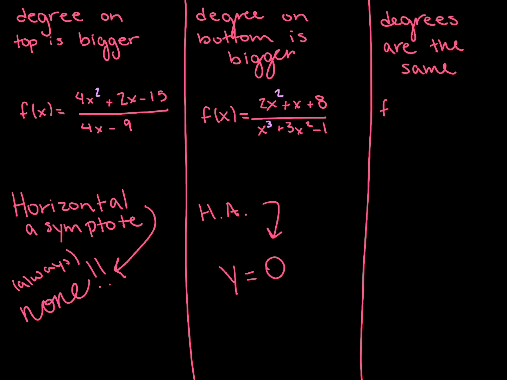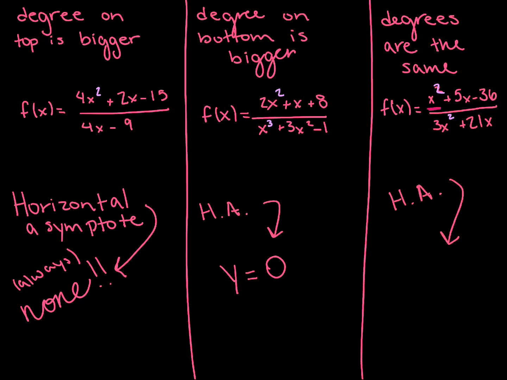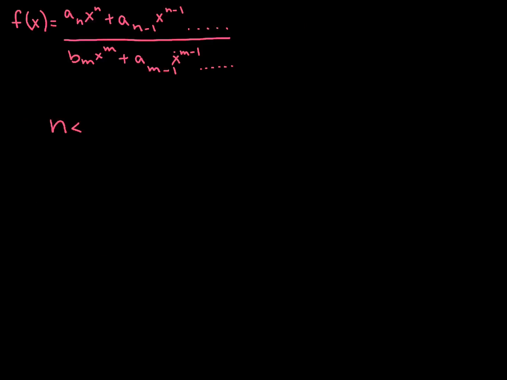Next, when your degrees are the same, you're going to want to do the same thing we did before, putting your two leading coefficients over each other, simplifying, and that would be your horizontal asymptote. And you'd set that equal to y. This is just showing a way to expand.